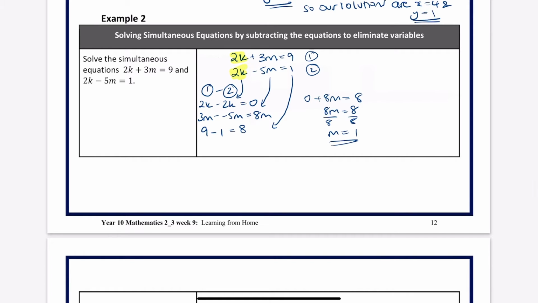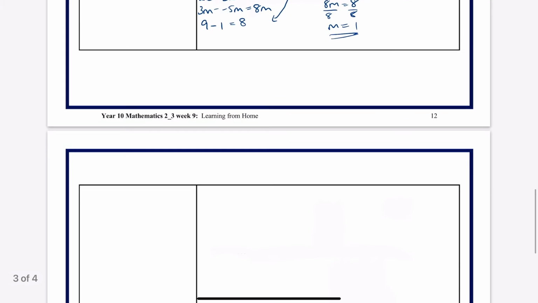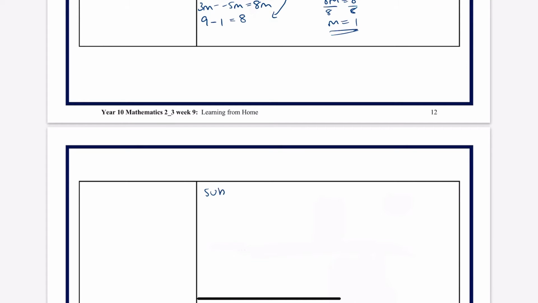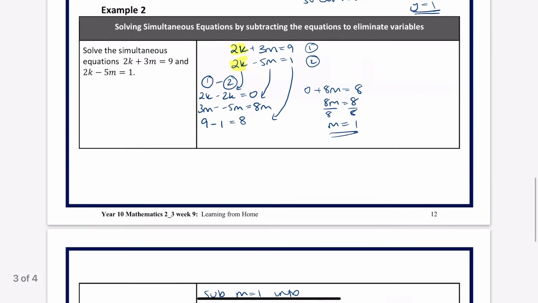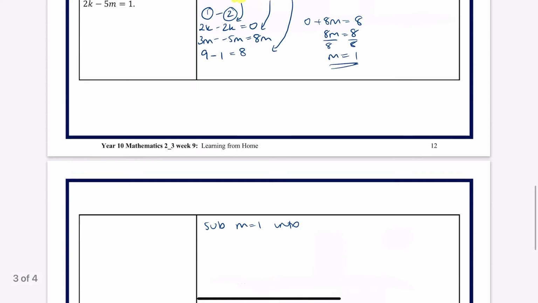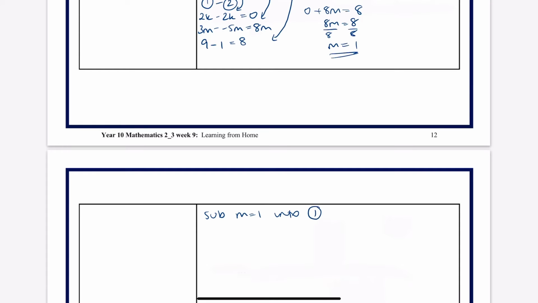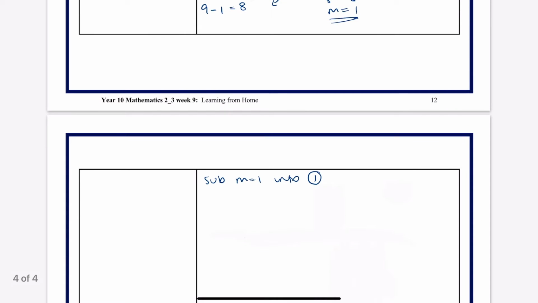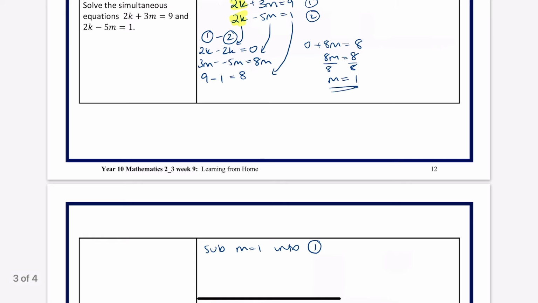Now, we're not quite finished yet because we also have to solve for k. So, substitute m equals 1 into, let's say, they're both pretty messy, so let's just put it into 1. You can choose either one, you would get the same answer, and by all means check that. So, we've got 2k plus 3 times m, which is 1, equals 9.